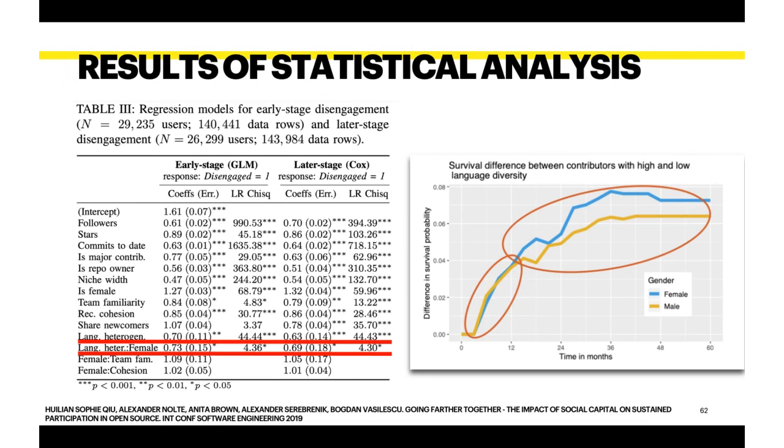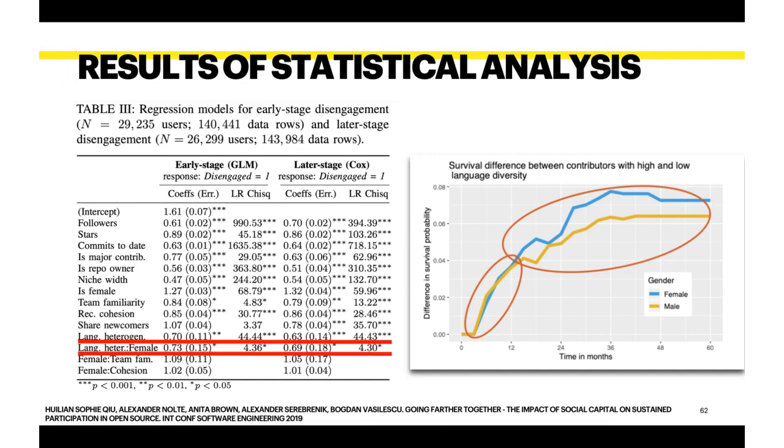And this is exactly what we see in the image on the right-hand side. We see a difference in survival probability between individuals involved in projects with high and low programming language diversity. And we see that this curve is always positive. This means that the survival likelihood for those involved in highly language-diverse projects is higher than for those involved in low language-diverse projects.